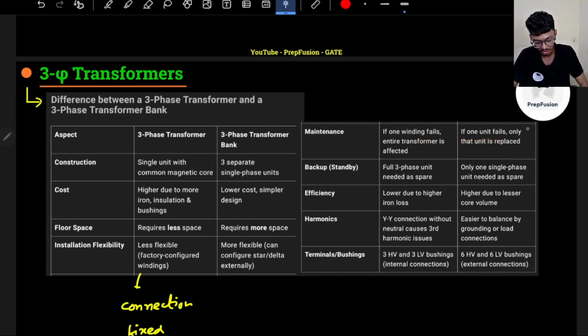If one unit fails in a bank, only that unit will be replaced, just like parallel operation of transformers. A full three-phase unit is needed as a pair, while only one single phase unit is needed.